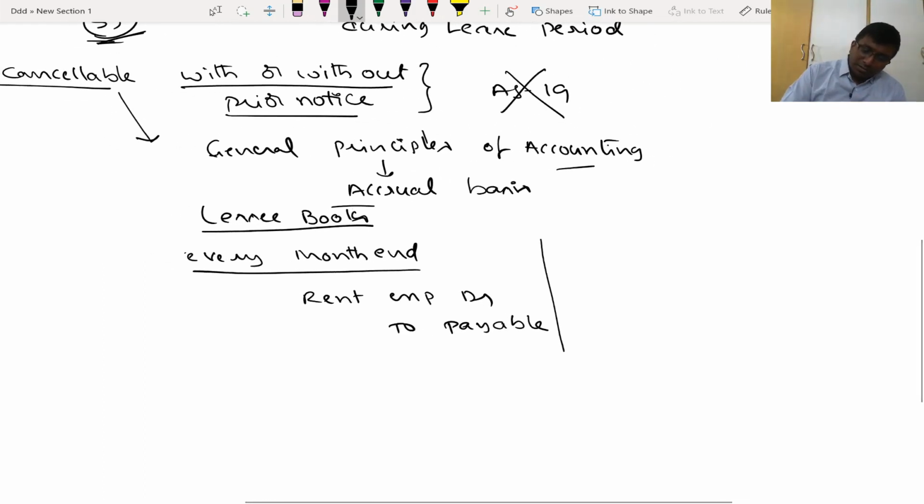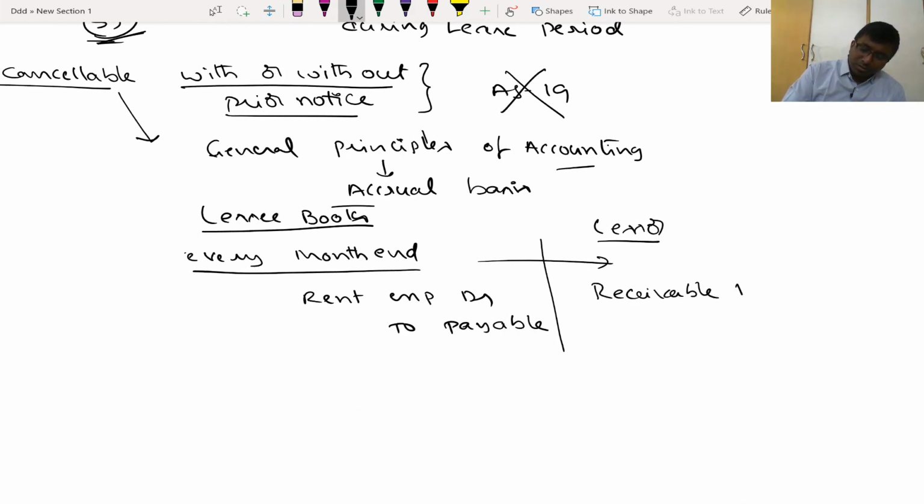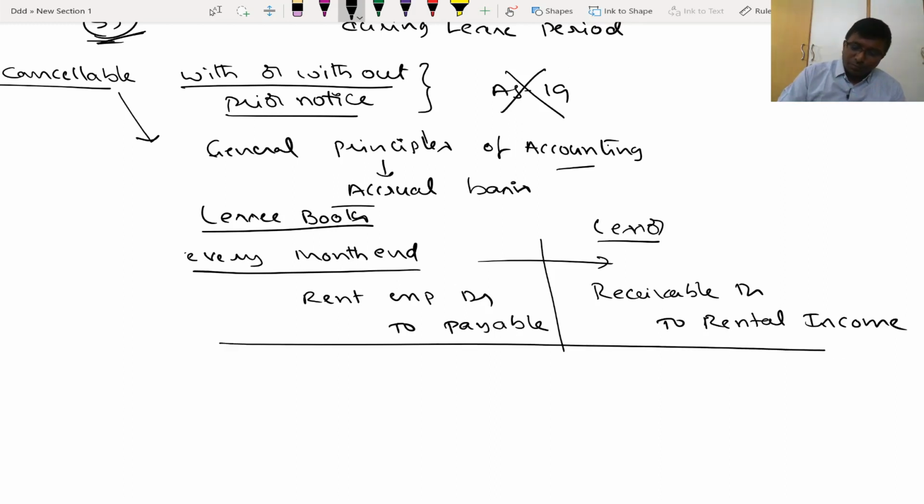In the same fashion, the lessor also will record at every month end: receivable account, or lessee account, debit to rental income. That's it. This is how we are going to record it. Hope you understand. So every month end they will be recording if it is a cancelable agreement. This is the general principle. This is not said by accounting standard 19.